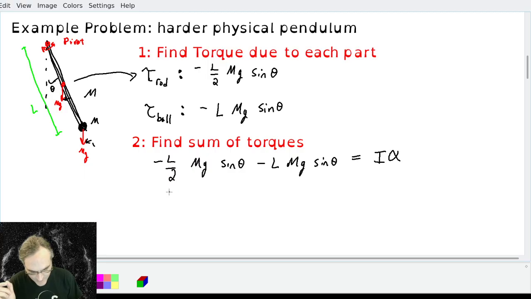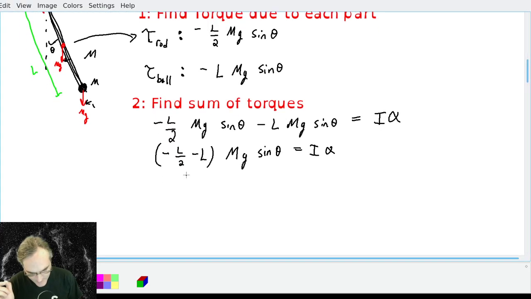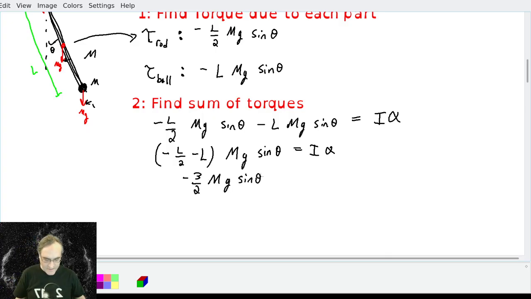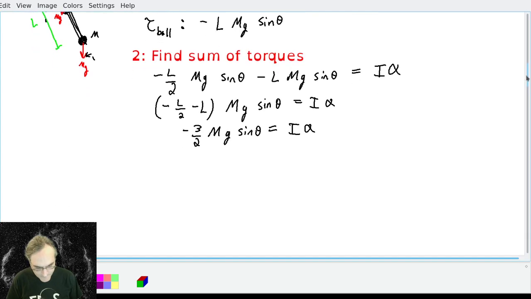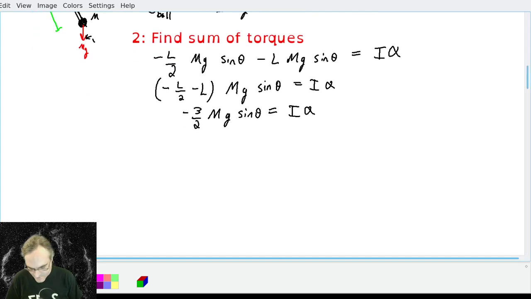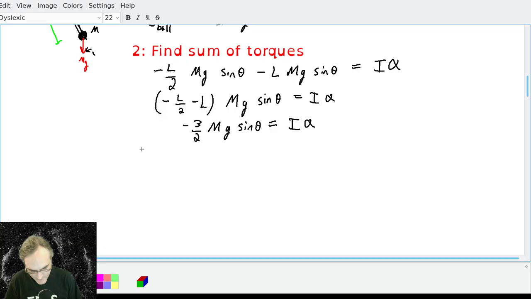So let's see, the mg is common. Factor it out. And that'll be a minus 3/2 L mg sine theta equals I times alpha. Two steps down. Step 3.